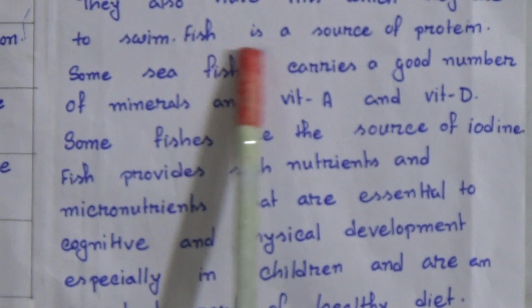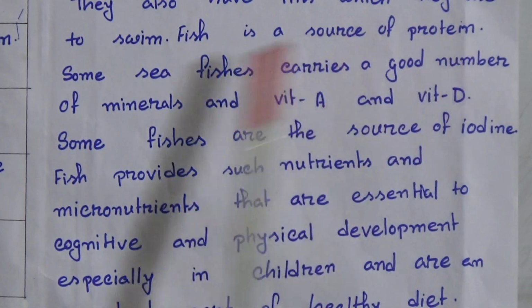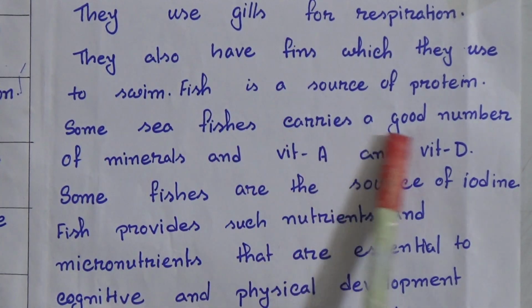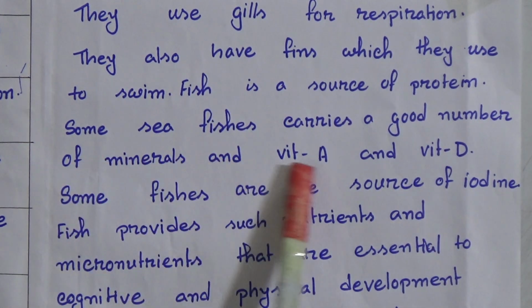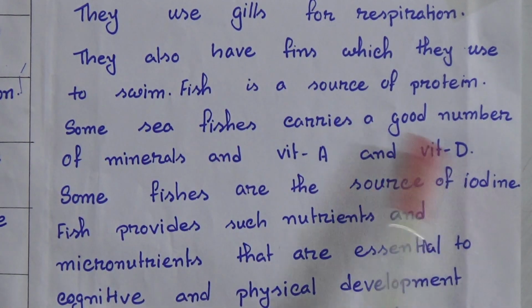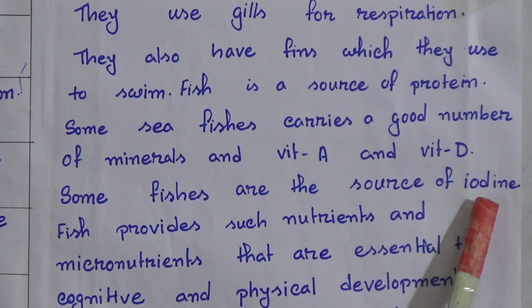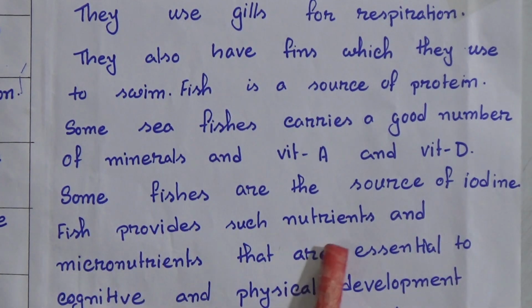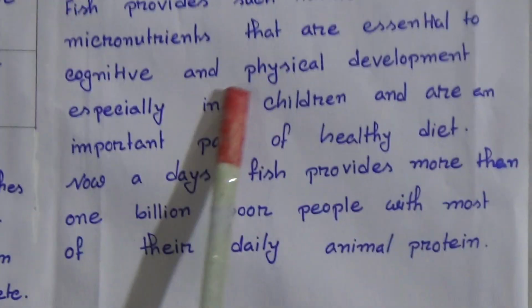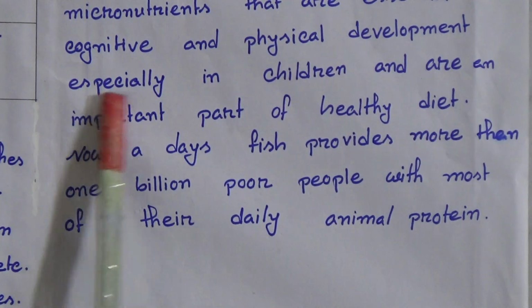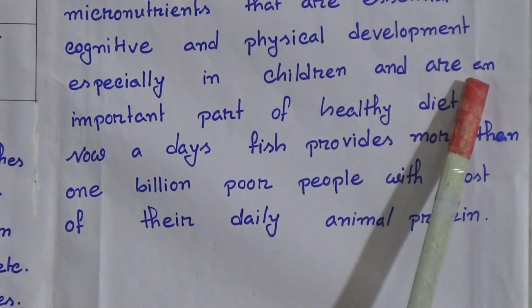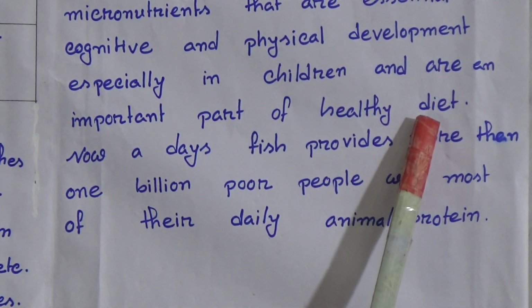Fish is a source of protein. Some sea fishes carry a good number of minerals and vitamin A and vitamin D. Some fishes are a source of iodine. Fish provides nutrition and micronutrients that are essential to cognitive and physical development, especially in children, and are an important part of a healthy diet.